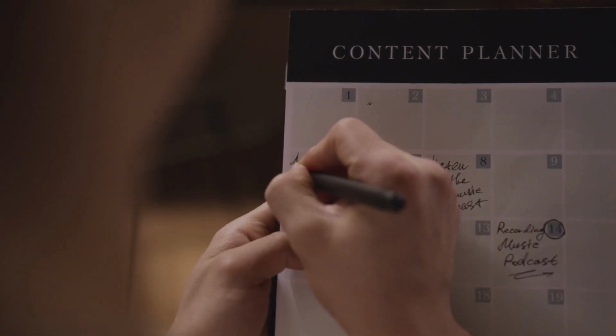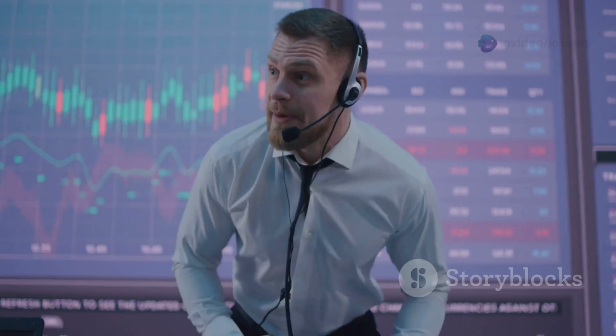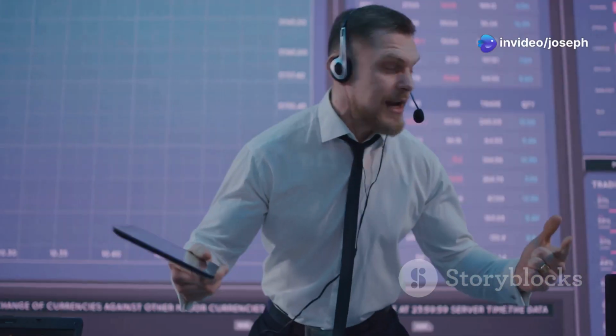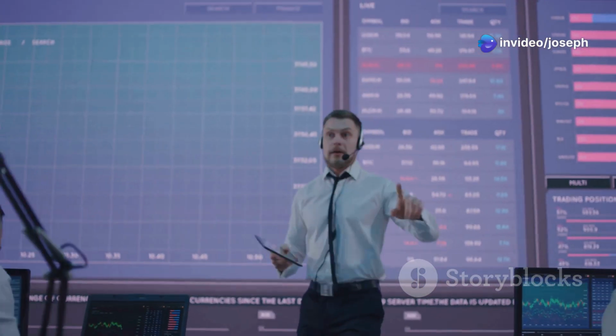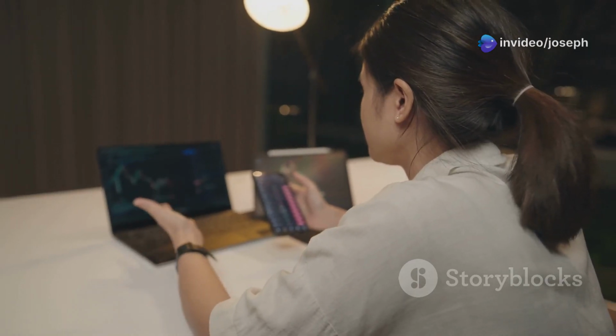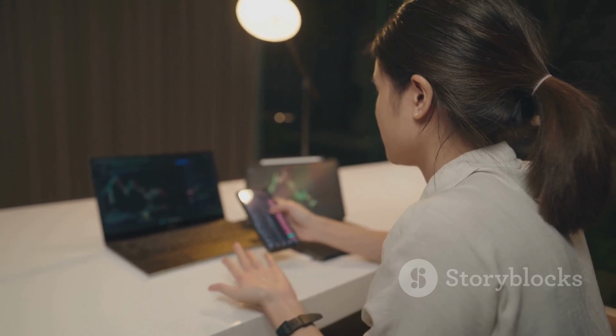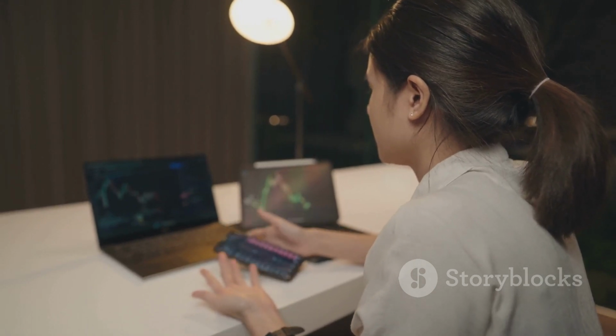The first step is simple. Stick to your trading plan. Treat it like your trading constitution, your guiding document in the heat of battle. Don't let emotions like fear or greed lead you astray from your predefined entry, exit, and risk management rules.